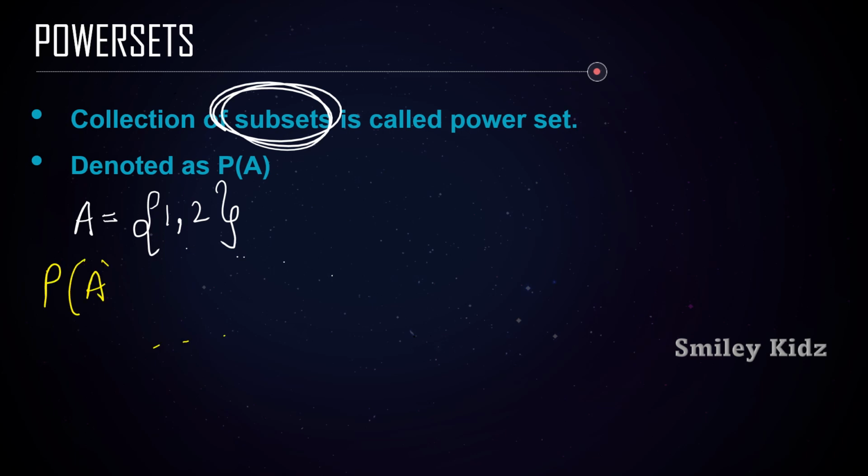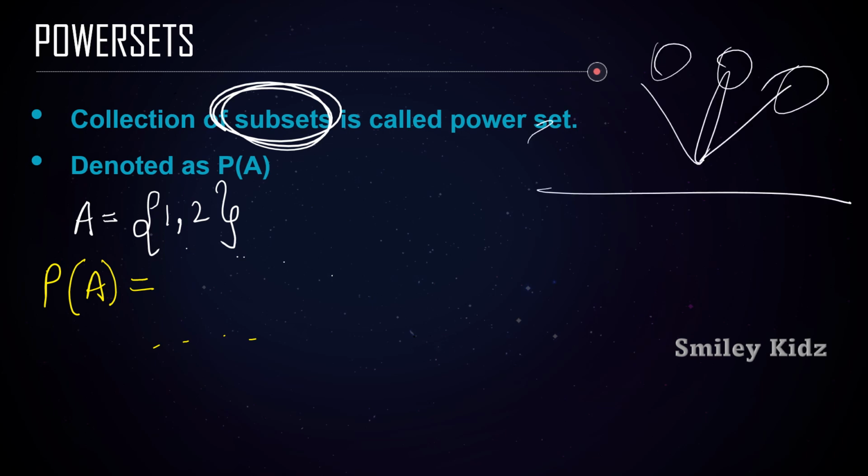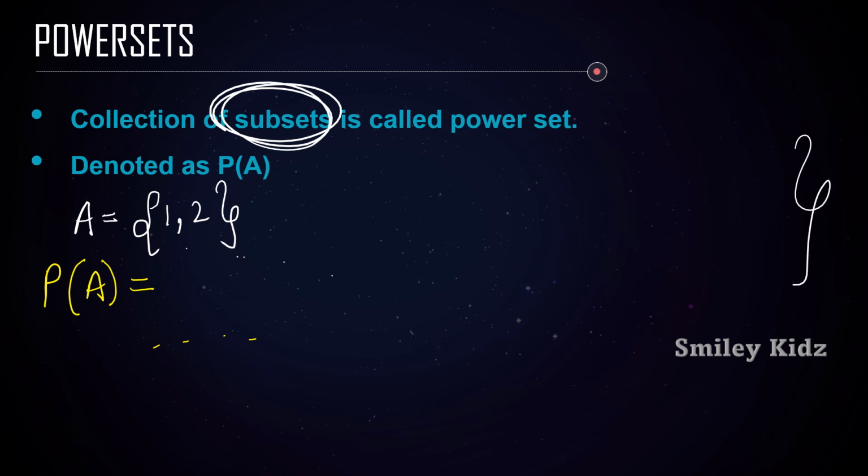P of A is equal to... now what is a power set, everyone? A number of subsets together aligned in a single set is known as a power set. A simple way to define it. Now if I need to form a power set for this, firstly go from the very least to the very advanced.